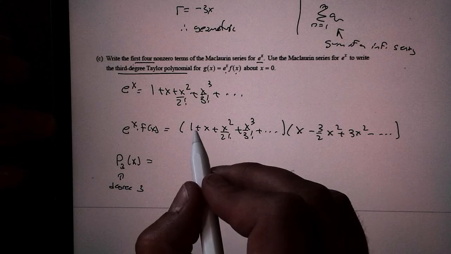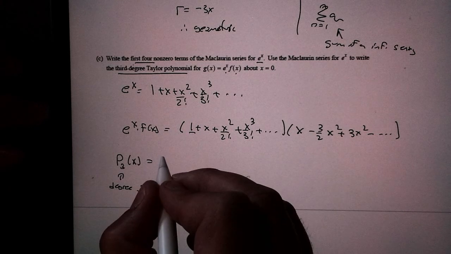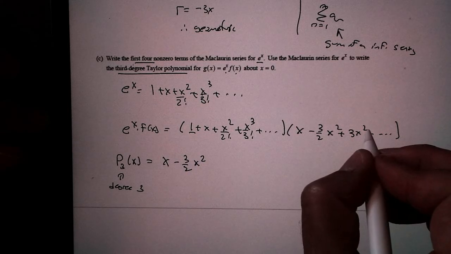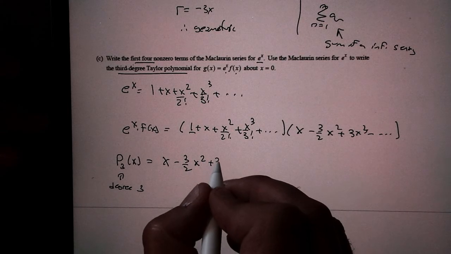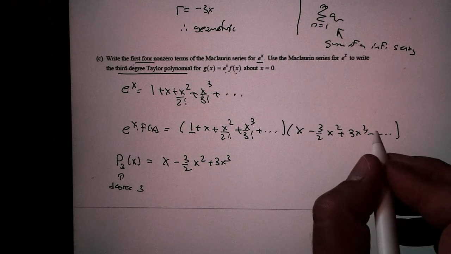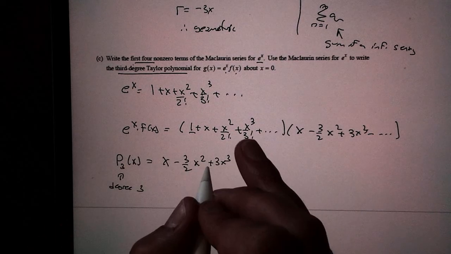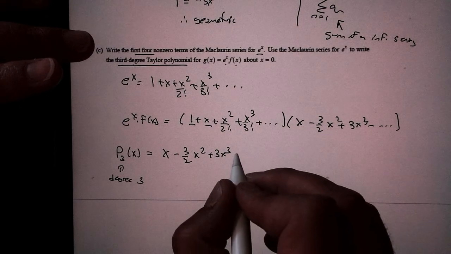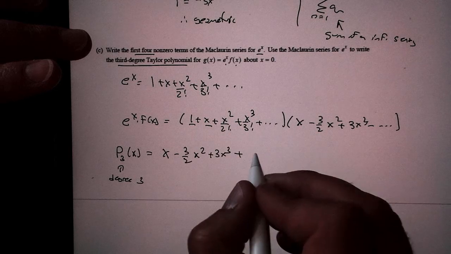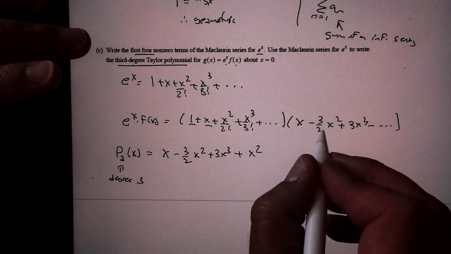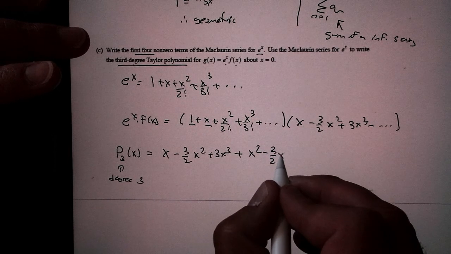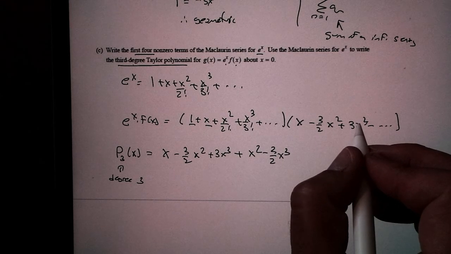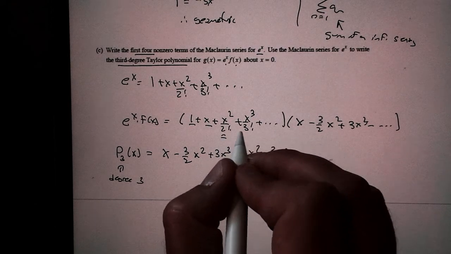And I'm going to distribute. If I distribute the 1, I'm going to get x minus 3 halves x squared. Whoop, that should be x cubed. There we go. Plus 3x cubed. The next term is going to have an x to the 4th power. I only want a third degree power. Then I'm going to distribute the x's. Plus, distribute the x, I'm going to get x squared minus 3/2 x cubed. I'm not going to distribute here because that's going to give me an x to the 4th power. I don't need that. Next, I distribute the x squared.